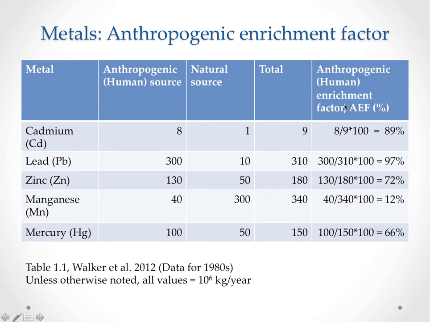So the anthropogenic enrichment factor, or AEF, you'll see it abbreviated that way in the reading. It's just the human source. So in this case for cadmium, that's 8 divided by the total size of the source yearly, and then multiply that by 100 to get a percentage. So 89% of the yearly source is due to human activity. And you can see moving down the line that we have a large impact in cadmium availability, lead availability, zinc, mercury, not much less of a role in making manganese available.